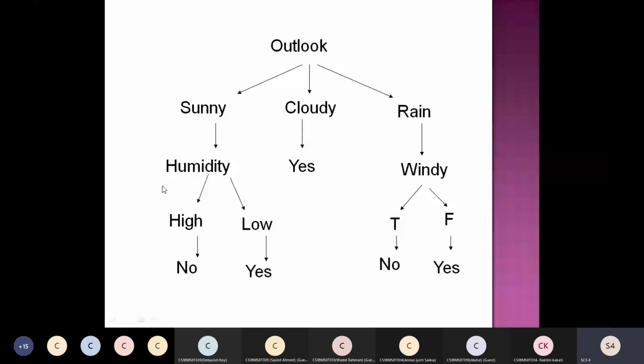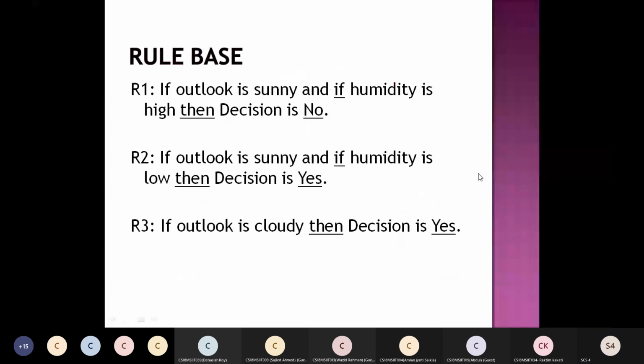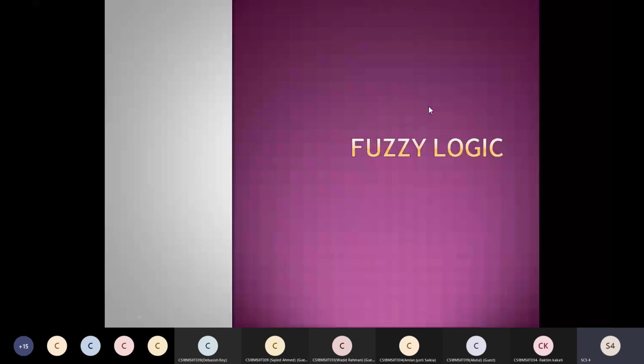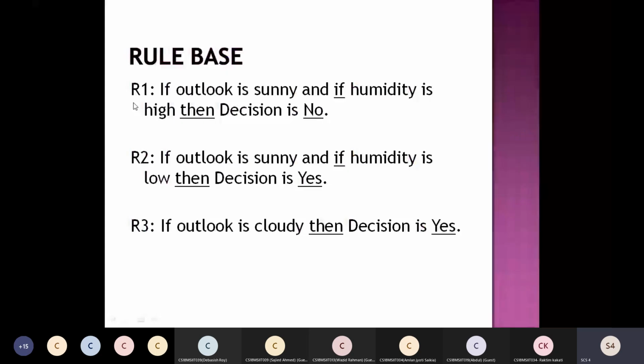It's very easy to determine unless you have been given this high, low, true, means yes, this time. But what happens when we have been provided very low, moderate like this? Then we cannot represent them with the help of simple Boolean logic, right? For that, we need what? We need fuzzy logic.